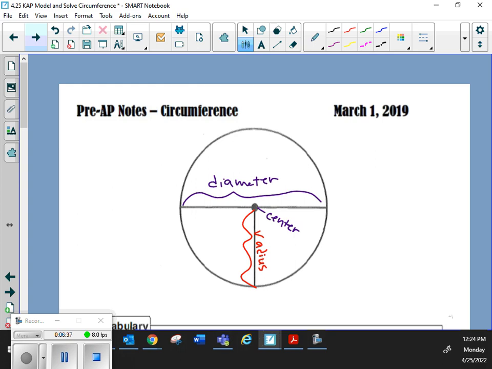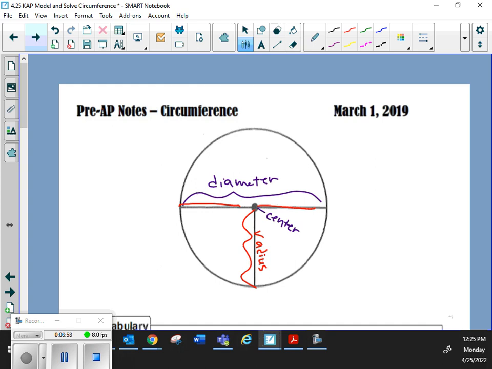Do y'all notice that? What's another way you could say that? Jason? Do you want to answer it or not? Two radii, if that's a radius right here, and that's another radius, two radii is equal to a diameter. Do y'all see that?